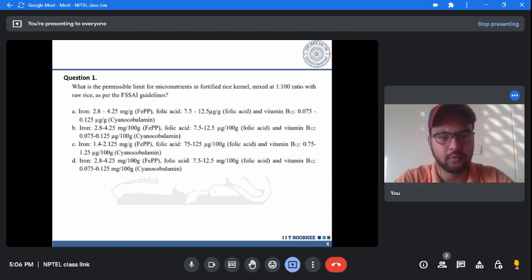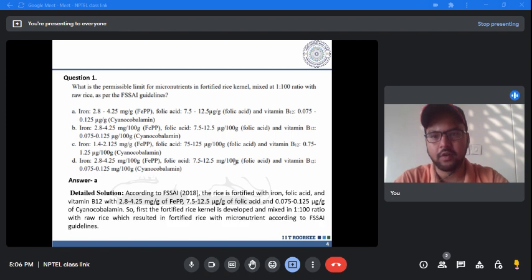Okay, so the answer is A. According to the FSSAI guidelines, the permissible limit for micronutrients like iron is 2.8 to 4.25 mg per gram of iron, then 7.5 to 12 microgram per gram of folic acid, then 0.075 to 0.125 microgram per gram of cyanocobalamin, that is vitamin B12.